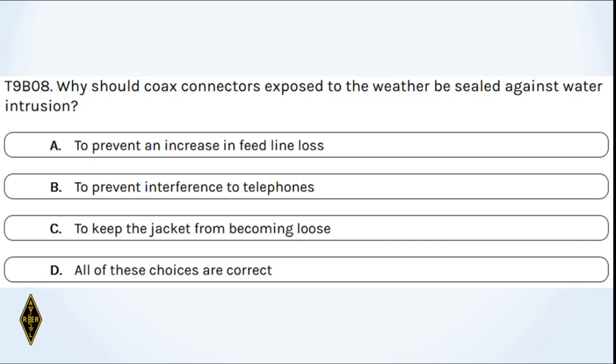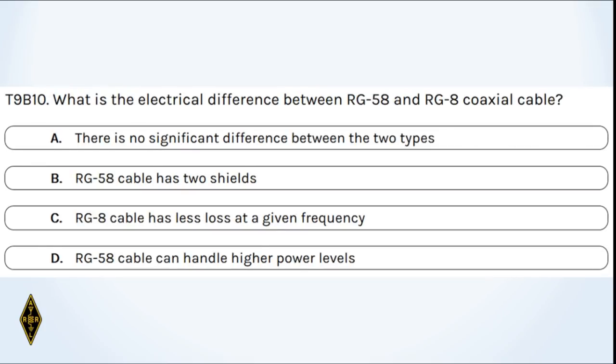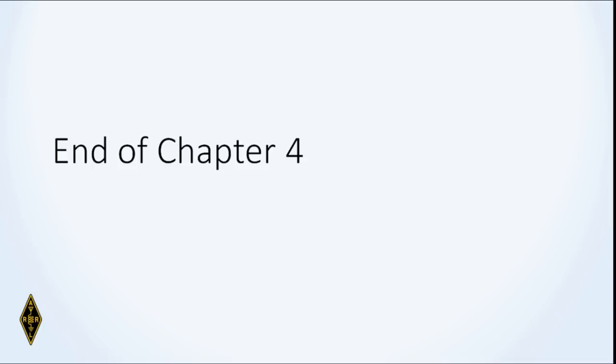And why should coax connectors exposed to the weather be sealed against water? Water, to prevent feed line loss. That's why you tape them up or you use coax seal or some other method to do it. And what is the electrical difference between RG58, small, and RG8, big coaxial cable? The bigger cable, the RG8, has lower loss at any frequency between the two.